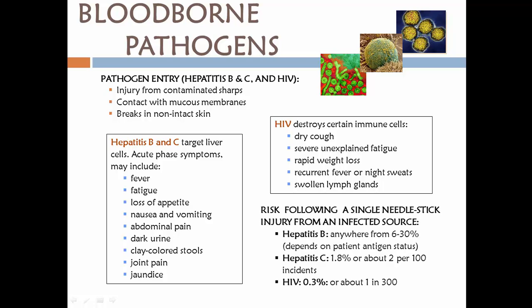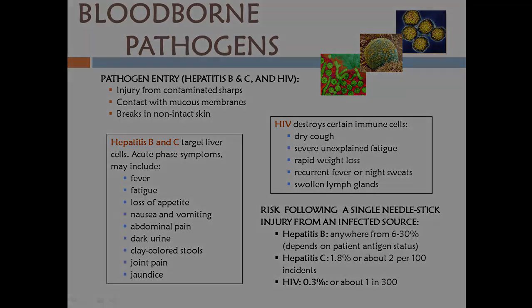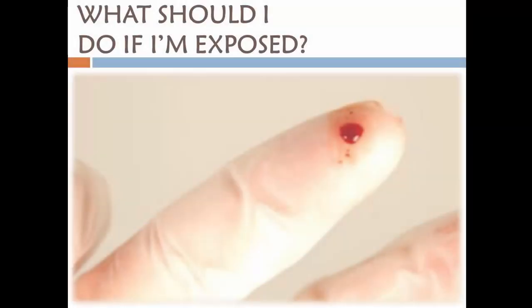Risk from any significant injury varies based on multiple factors. Overall risks are presented here from a single needle stick injury from an infected source. No risk is considered acceptable under OSHA's bloodborne pathogen standard. Even brief or seemingly inconsequential risk can result in disease transmission. While the vast majority do not, it is essential that you act.